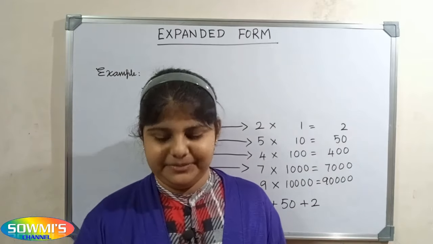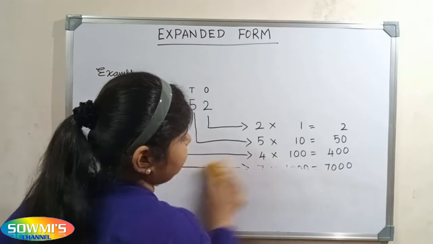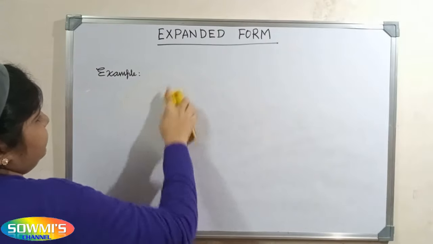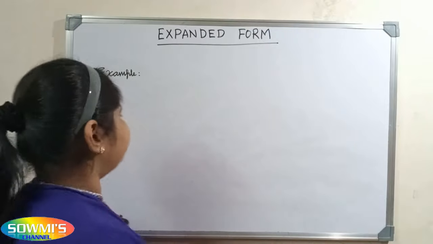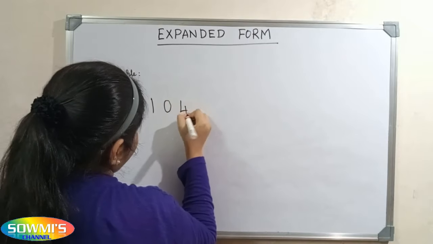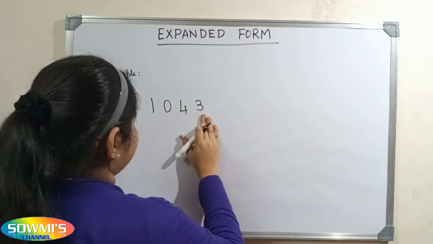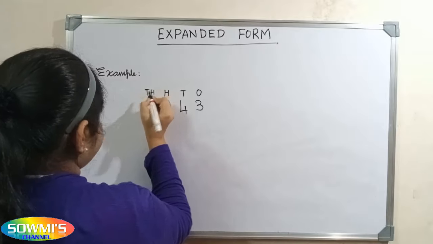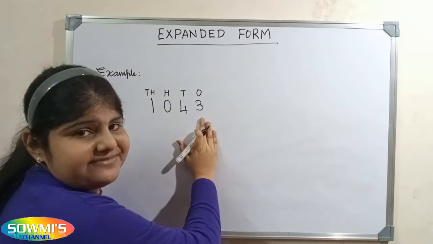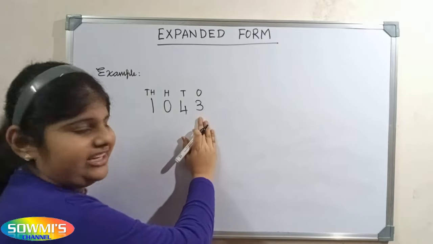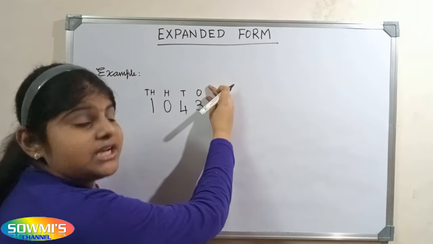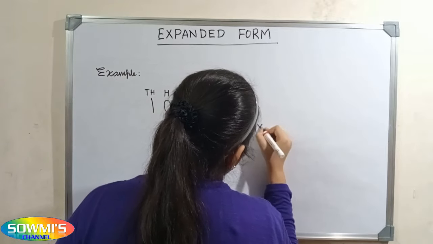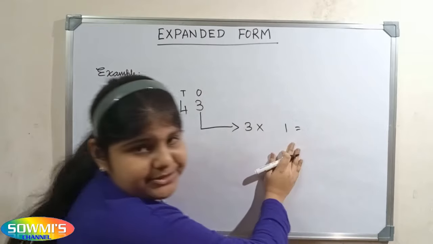Now let us take one more example: 1043. First, we will write the places: ones, tens, hundreds, thousands. Now, we have to find the place value of these digits. 3 is in the ones place. So, the place value of 3 is 3 multiplied by 1, which is equal to 3.